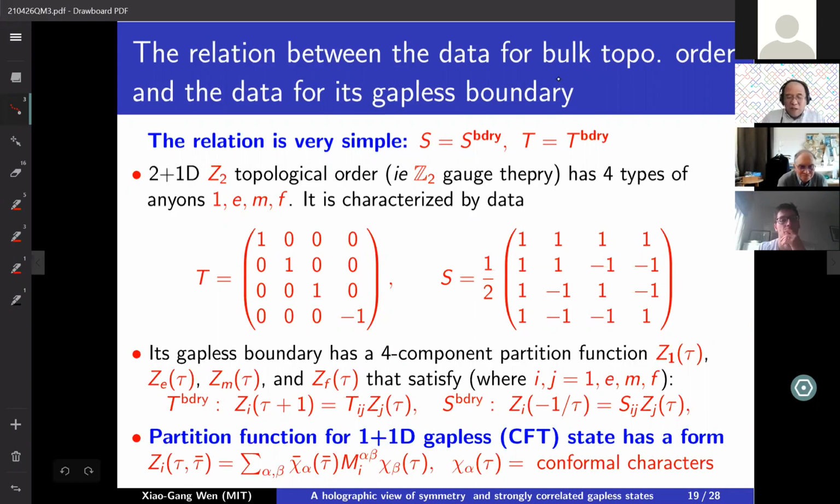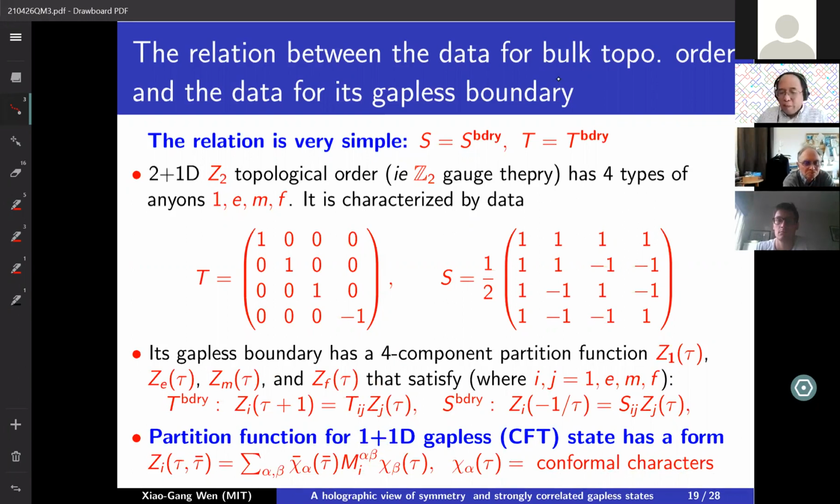Using this insight, we can use this equation to determine the partition function to a large degree. These holomorphic functions are called conformal characters, and we have a big table of all kinds of conformal characters. So we can use those tables to assemble partition functions and check which assembly gives rise to this kind of modular covariance, and that determines the gapless boundary. That's how the bulk topological order, the categorical symmetry, determines gapless states on the boundary.